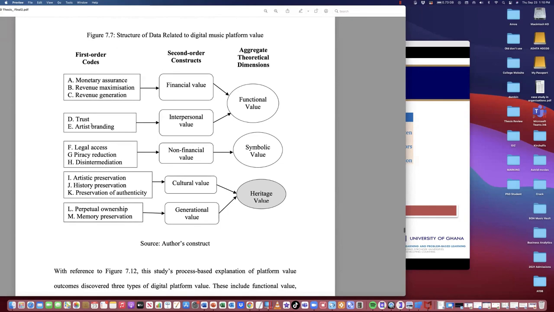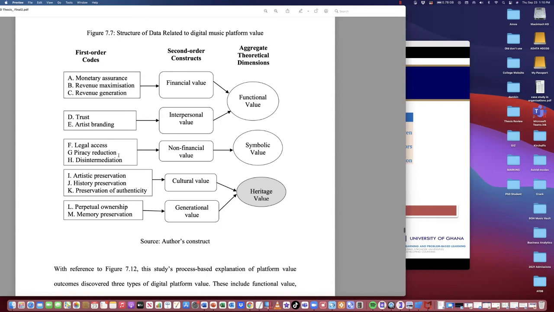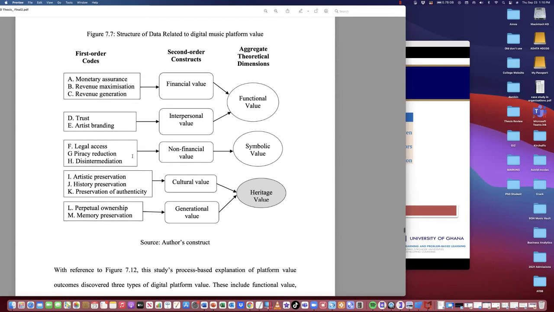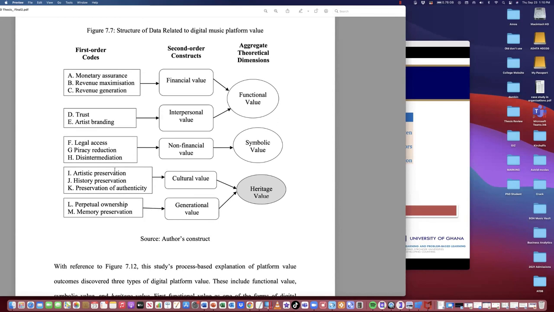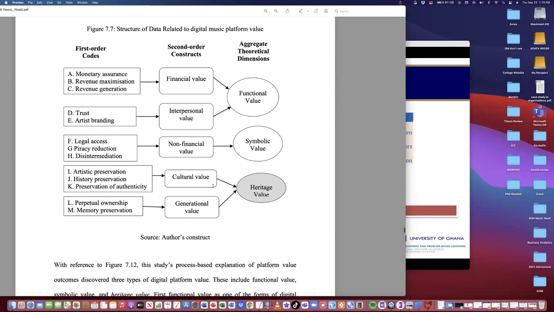Trust and artist branding is a form of value, but it's interpersonal. It's a person, so it's also interpersonal value. Okay. Now, legal access, piracy reduction, disintermediation is a non-financial value. Artistic preservation, history preservation, preservation of authenticity, cultural value. Perpetual ownership, memory preservation, generational value. The two of them, he called these two types of value heritage value. Non-financial value, he says symbolic.